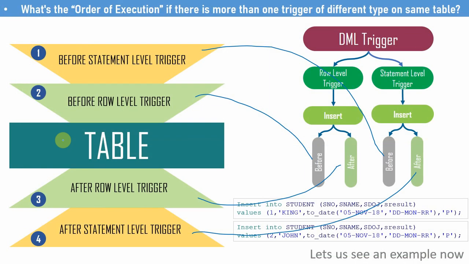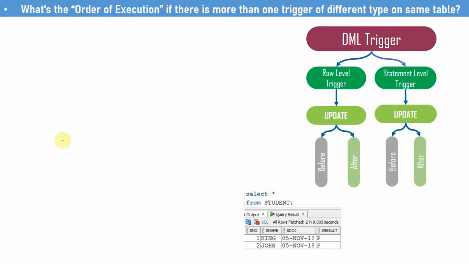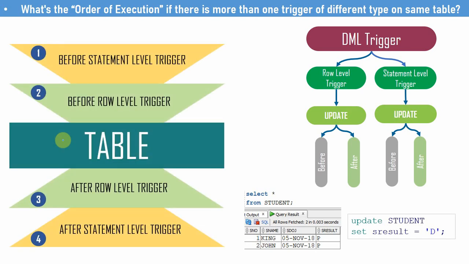Okay, now that we have inserted the record, we understood that the order of execution is before statement, followed by before row level and the actual operation, followed by after row level and finally the after statement level. Let us do an update statement here. Right now in our table we have 2 records. We just inserted 2 records, King and John. If you are doing an update statement on this table, let us understand how many times the trigger will get fired. As I told you, the statement level trigger will get fired once for the statement, whereas the row level trigger will get fired for each and every row that is getting affected.